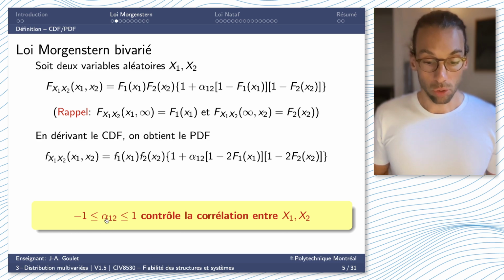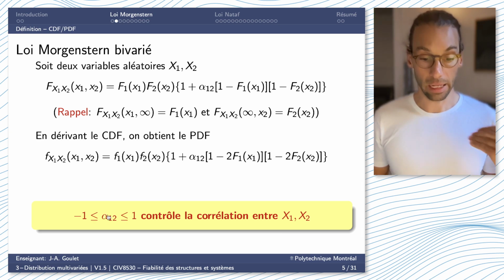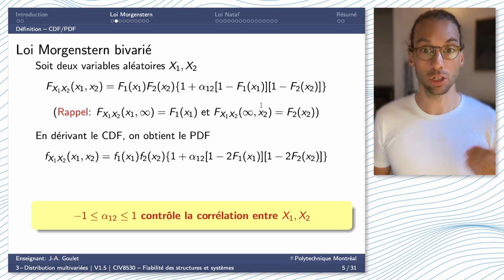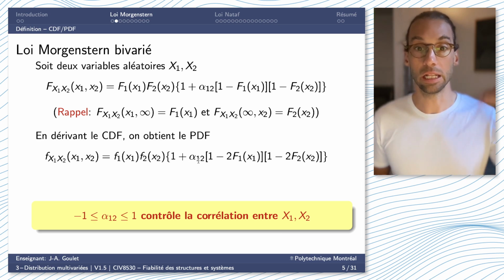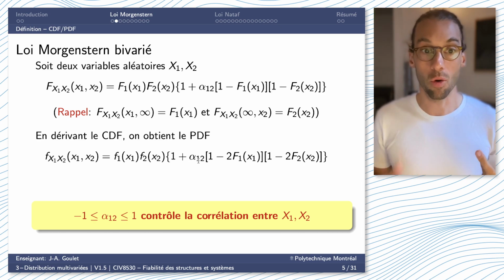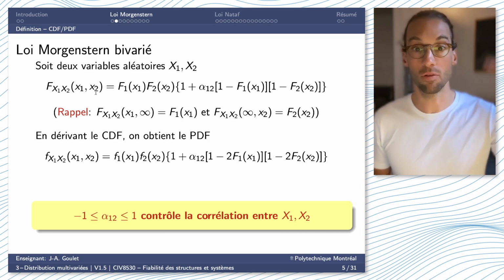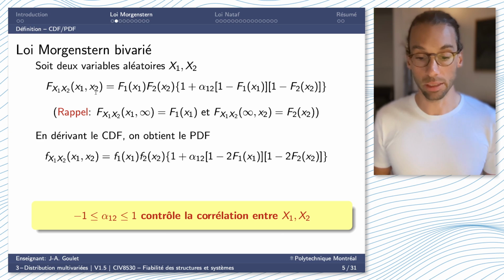And where I told you that alpha controls the correlation coefficient, in order to remain admissible, alpha 1,2 must be between minus 1 and 1. Otherwise, you're going to have nonsense results, where you have a probability density that is below 0, or a CDF that is above 1 or below 0.